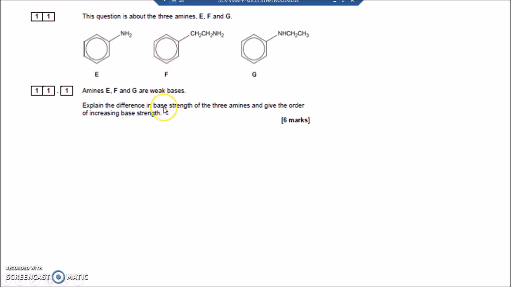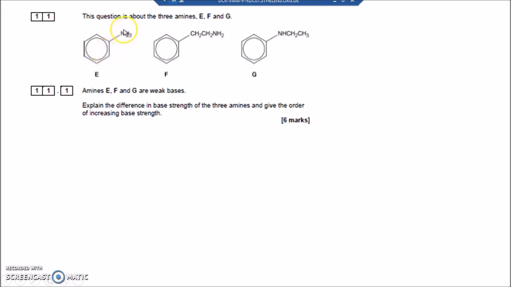Explain the difference in the base strength of the three amines and give the order of increase in base strength. So why might each of these react with an H plus? The reason they react with an H plus is because there's a lone pair of electrons on the N. The question is, how available is that lone pair of electrons? You could think of how large it is, how much of it is there, but we say how available it is.